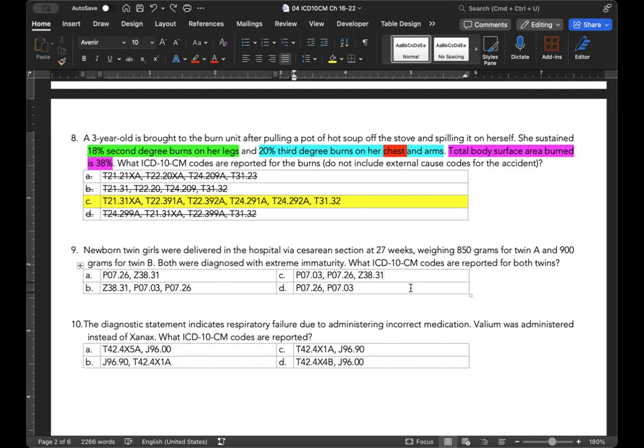So yes, mom's record is Z3A. Newborn record is Z38. So Z38 should always be first listed. Z3A should never be first listed on mom. Does that make sense? Everybody good now? I know there was a lot of back and forth and a lot of conversation about that. So knowing that Z38 has to be first listed on the initial record, we're going to go with letter B. Any other questions on that one?